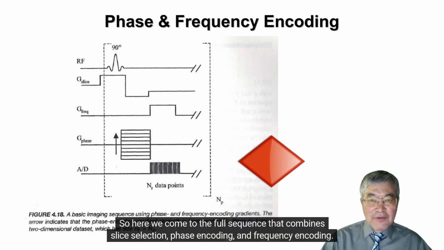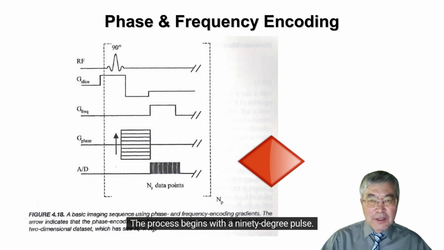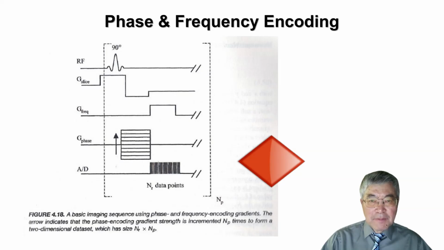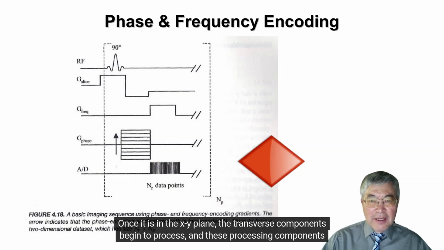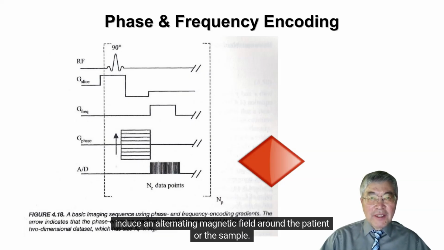So here we come to the full sequence that combines slice selection, phase encoding, and frequency encoding. The process begins with a 90-degree pulse. This radio frequency pulse flips the magnetization vector, the big M vector, into the XY plane. Once it is in the XY plane, the transverse components begin to precess, and these precessing components induce an alternating magnetic field around the patient or the sample. That alternating field is what we measure as the MR signal.